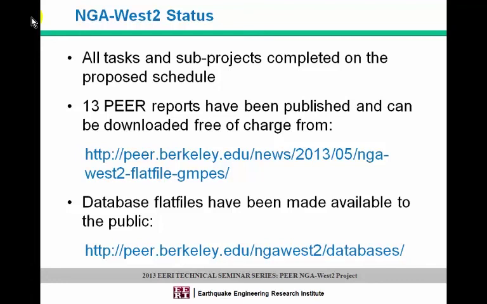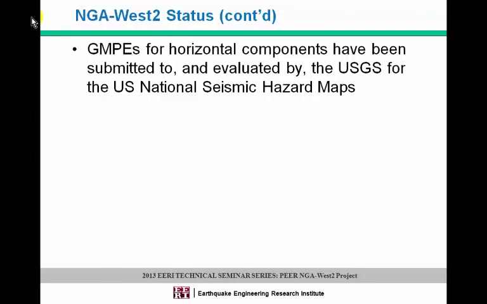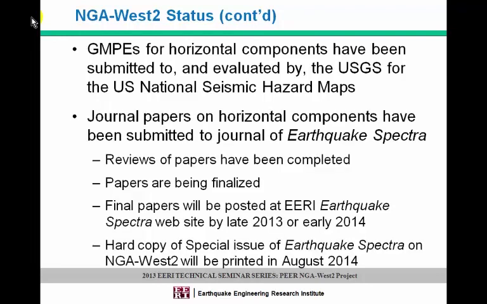We published 13 PEER reports so far, and there will then be the ground motion prediction equations. Obviously, as I mentioned, we are continuously in contact with the end users, including the U.S. Geological Survey. Mark Peterson is going to talk about that. They reviewed and adopted 5 out of 5 GMPEs for the next revision of the national hazard maps. We submitted many papers for a special issue of Earthquake Spectra that will be published in August 2014.